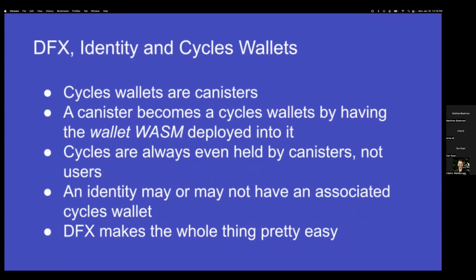A cycles wallet is a canister that has been enabled for holding and transacting cycles. This is accomplished with a generic WASM, or compiled module of WebAssembly code, which is specifically built and published for this purpose. We can push that WASM to a canister, et voila, the canister is now a cycles wallet. We'll walk through that in just a moment.